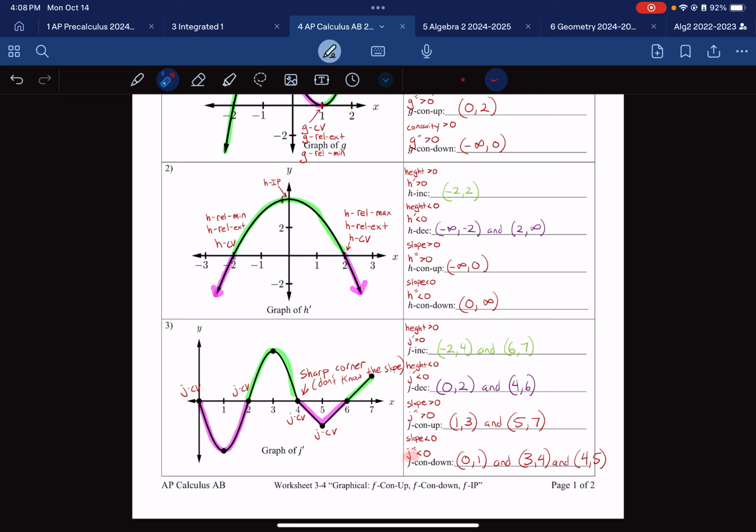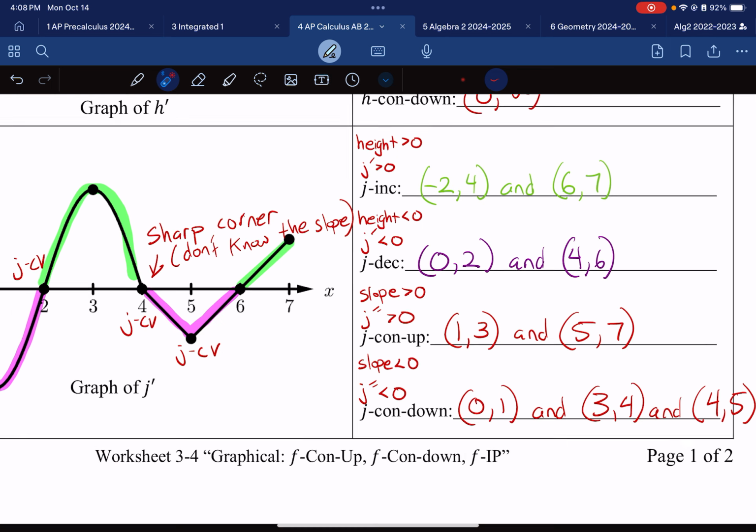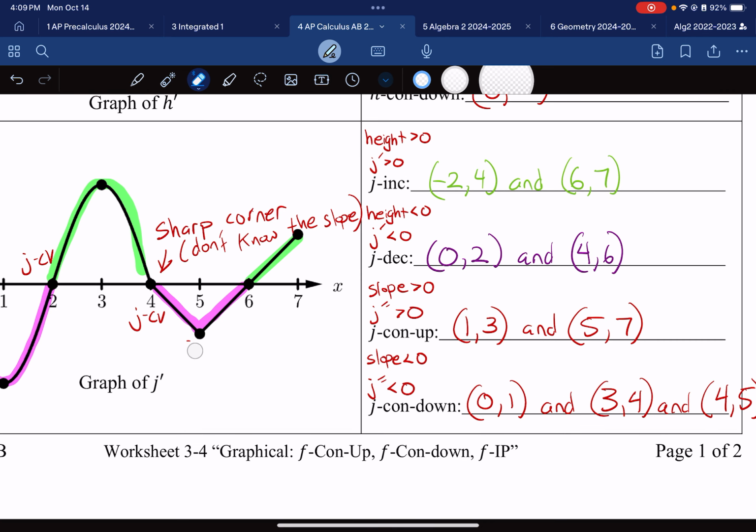For the J double prime, that one didn't exist. I don't know if this is a critical value. I don't think that it is. I apologize. I am incorrect here. Let me talk about why I'm incorrect, because it's a really important question to ask. You say sharp corners, the slope doesn't exist. And I agree, the slope doesn't exist, but the slope is talking about J double prime. But in this case, I'm only asking you about a single prime.